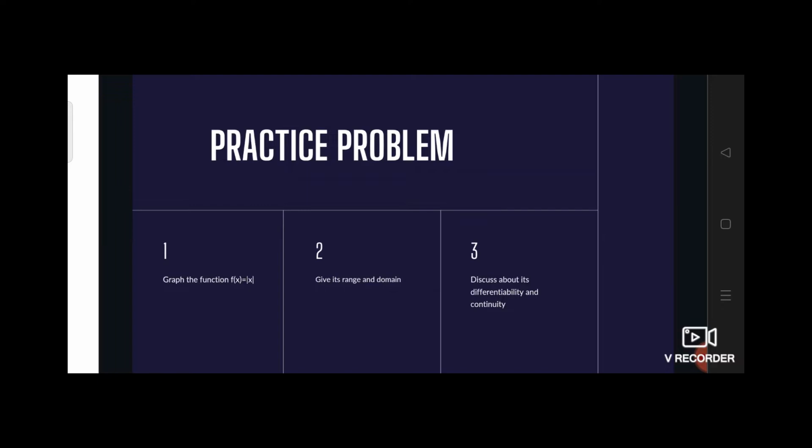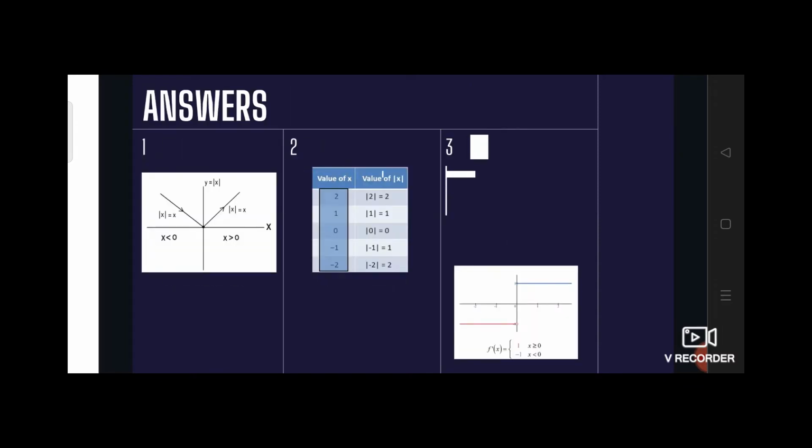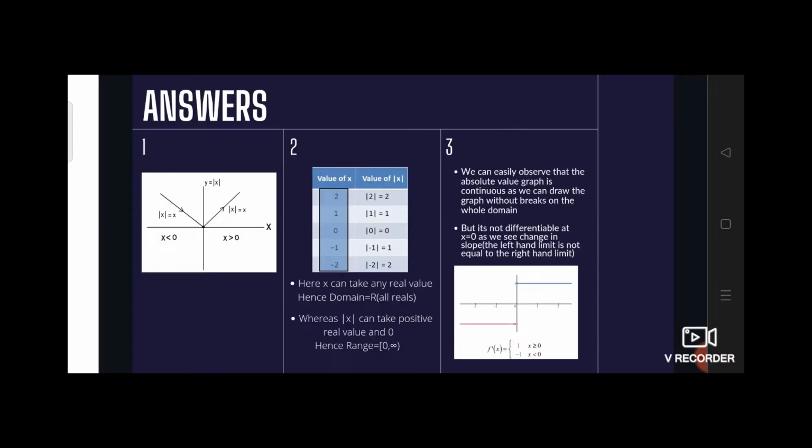So yeah, let me show you the answers. We know mod x gives positive values for all values of x. Hence we would get a curve like this. Coming to the domain, the function takes all reals in the domain but yields only positive reals and 0 as range. Coming to the continuity, since it has an image for all the domain, it's continuous, but it's not differentiable, as if we observe, the left hand limit and the right hand limit of the derivatives do not converge, implying an undefined slope at x equal to 0.